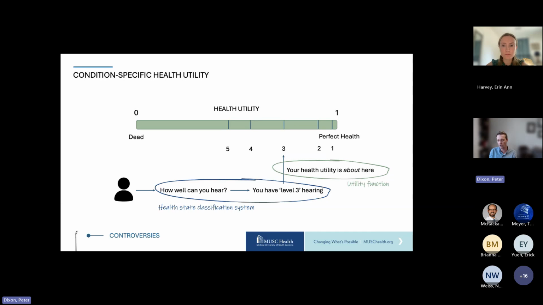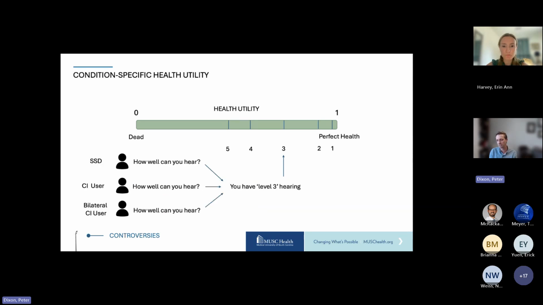So you take an individual, you try to classify their health status, and then you assign a utility based on that classification. But the issue becomes, what if we have a bunch of different people who we know have some different health-related quality of life or hearing-related quality of life, and the instrument doesn't ask the right questions of them and ends up categorizing them the same way? Well, then of course we're not going to see a health utility benefit for different interventions that bring people between those two health states because they're all classified as having the same utility.